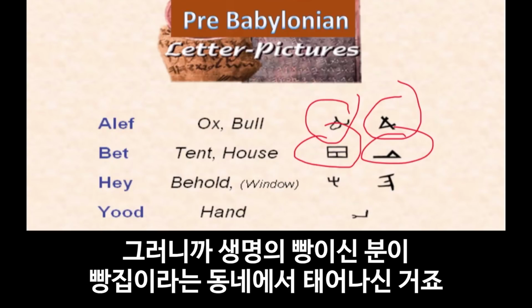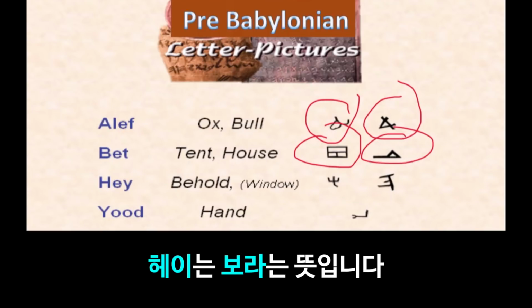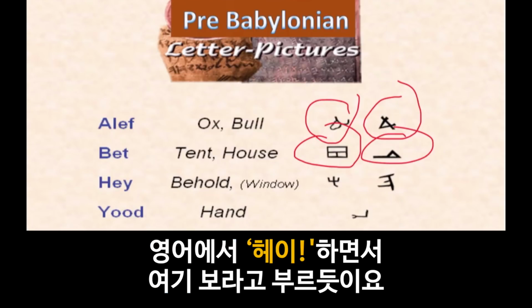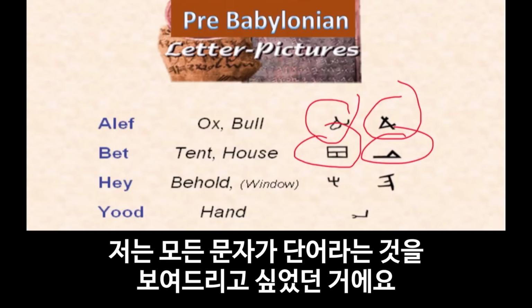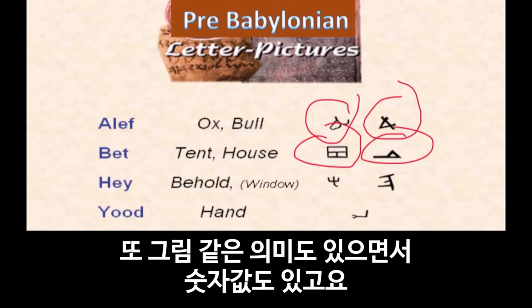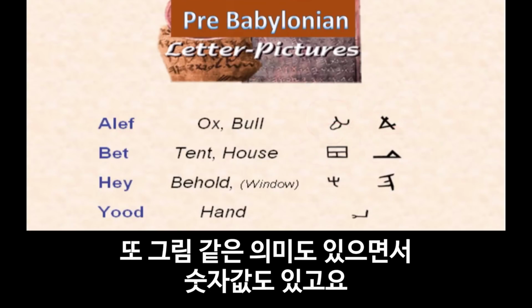Beit Lechem, Bethlehem. Hey means to behold. It's like a person standing there going, hey. Okay, look over here. It means to reveal. Yud is a hand, so they drew a hand. So basically, I just wanted you to see how every letter is a word, and it has a picture meaning as well, and it's a number.